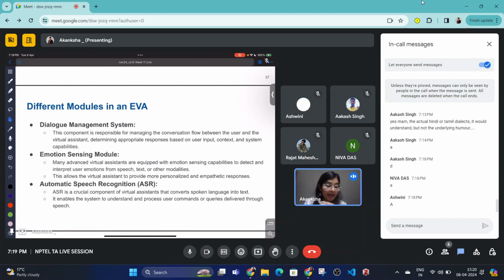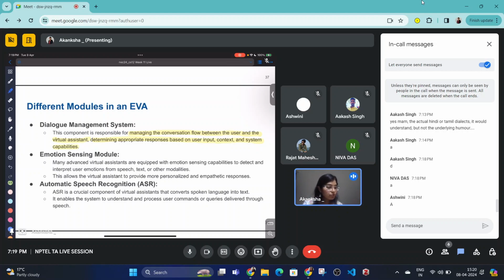So we have the dialogue management system. This component is responsible for managing the conversation flow between the user and the virtual assistant, determining appropriate responses based on user input, context, and system capabilities. Okay, so the dialogue management system is there.